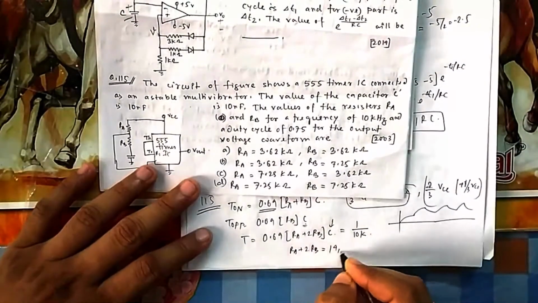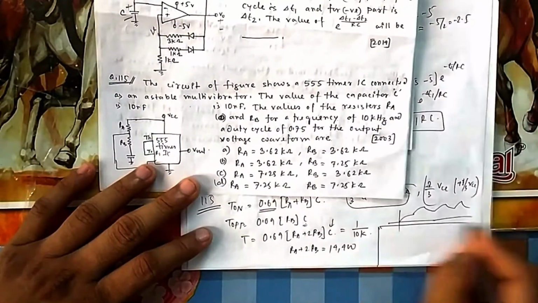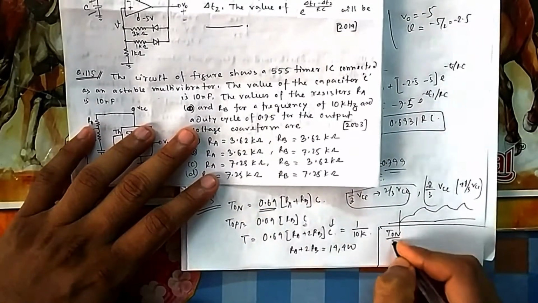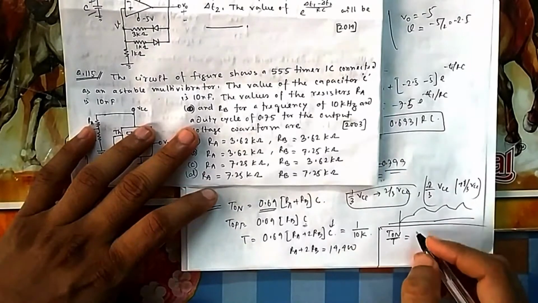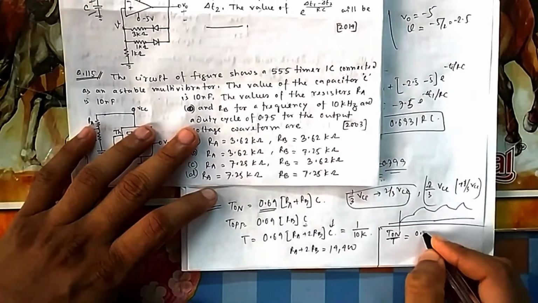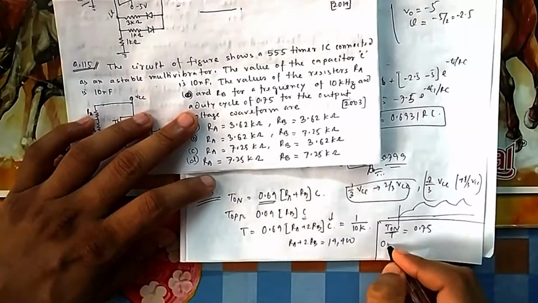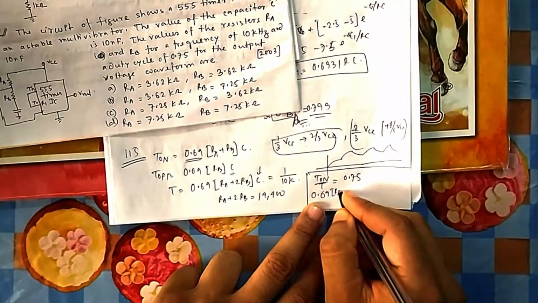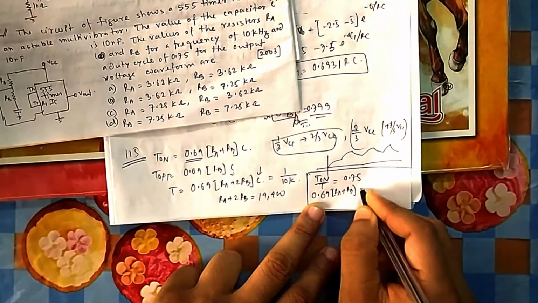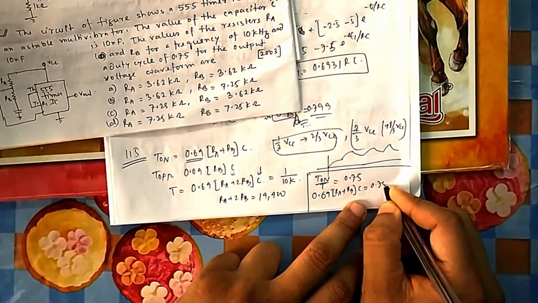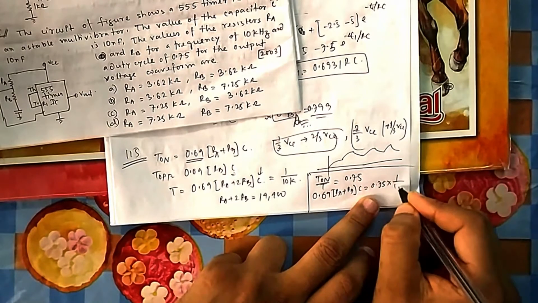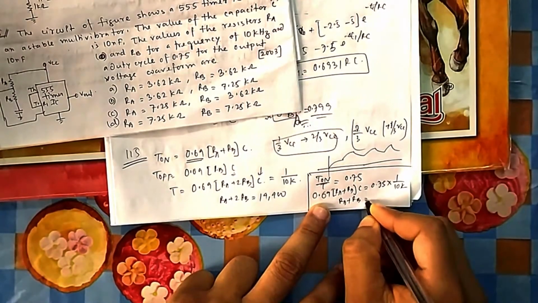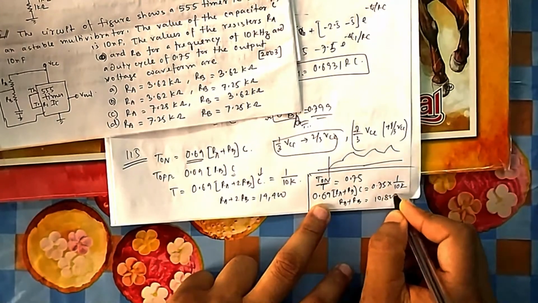It will be 14,400. And one more equation is also given, the duty cycle. What is the duty cycle? Duty cycle is T on by T. T they have given already, and the duty cycle is given as 0.7. So what is T on? T on is this one: 0.69 (RA plus RB) C. C is already given, and it is 0.75 into T, which is 1/10 k. If you do this, you will find RA plus RB equal to 10,800.